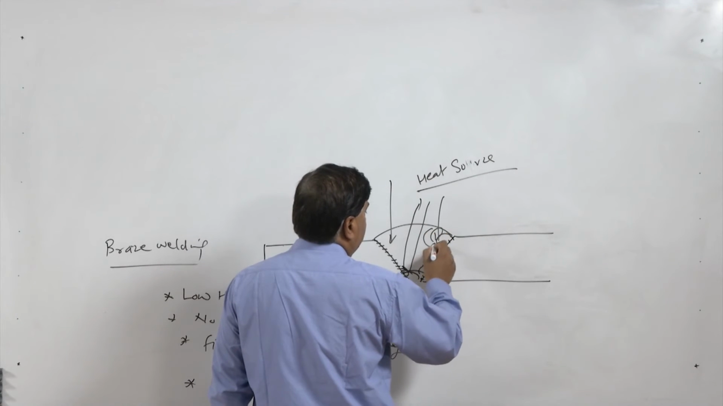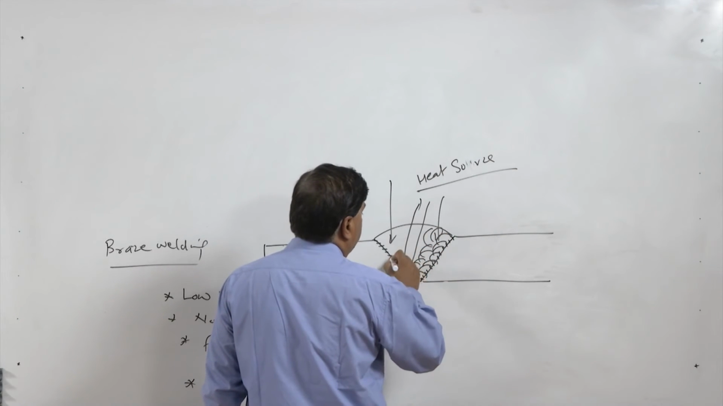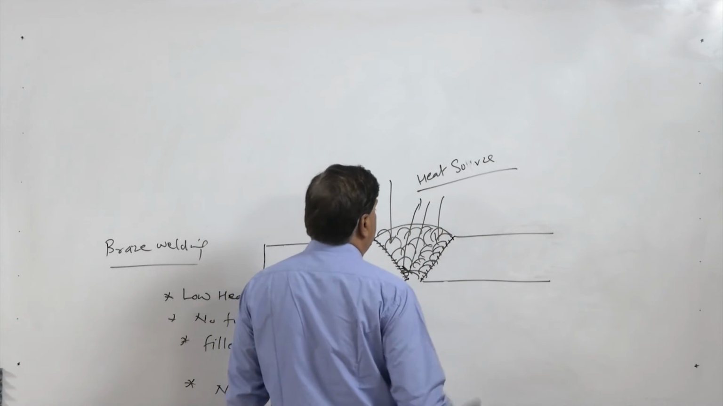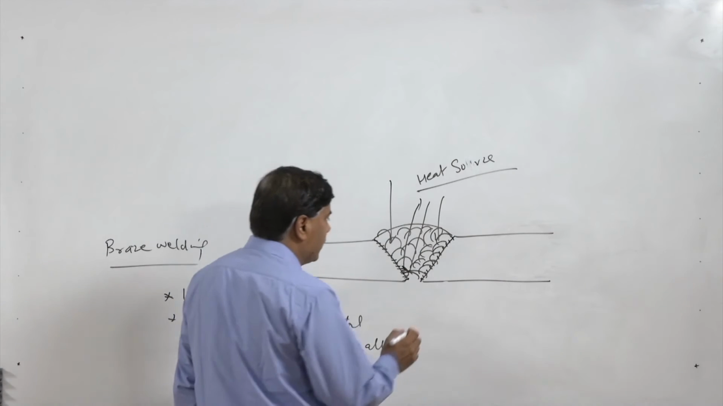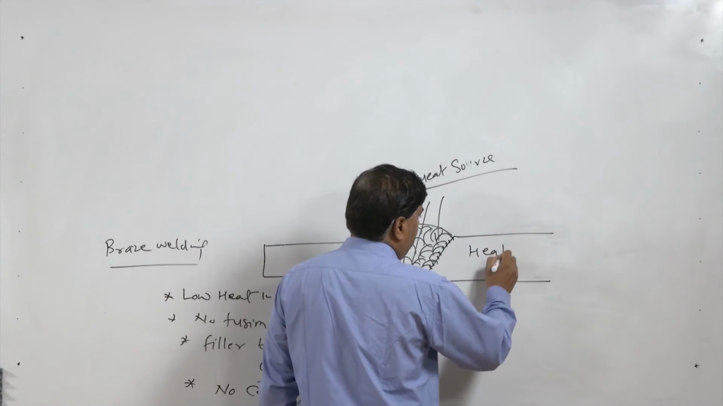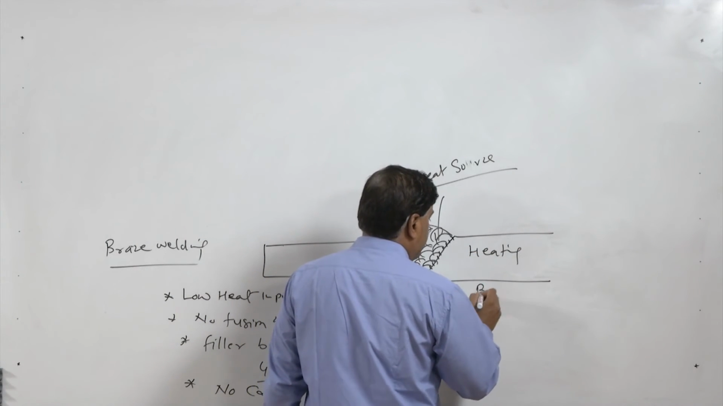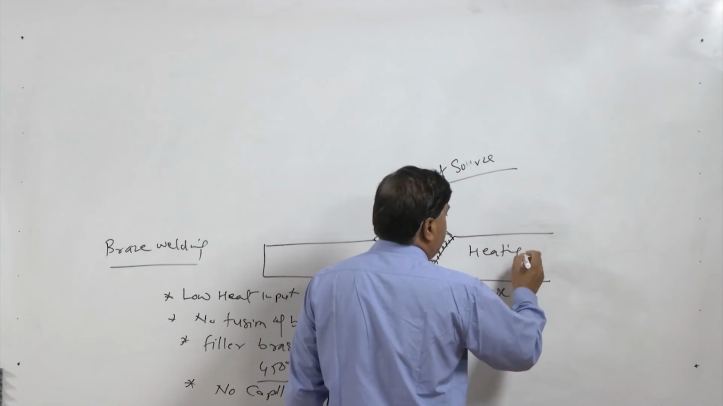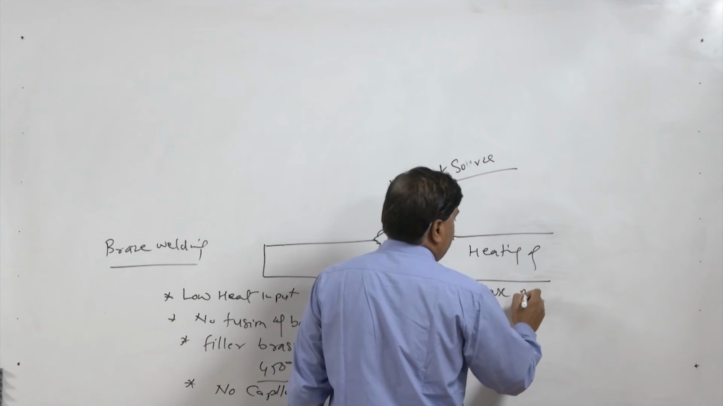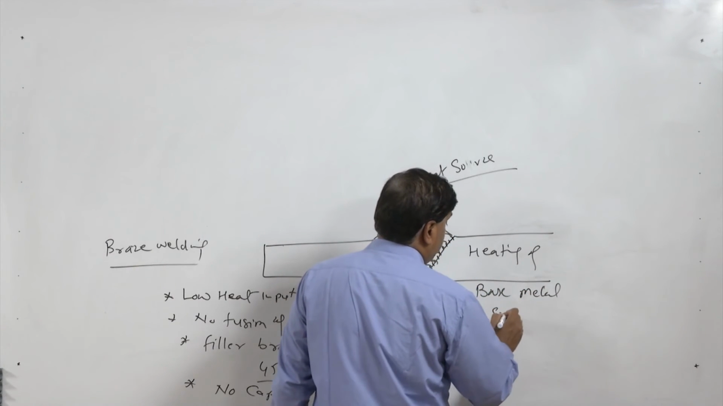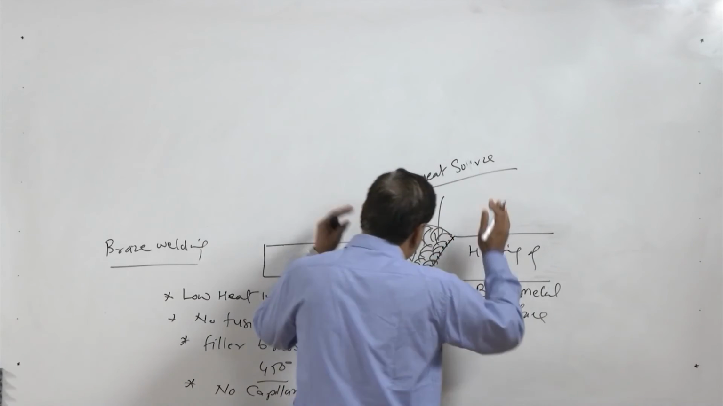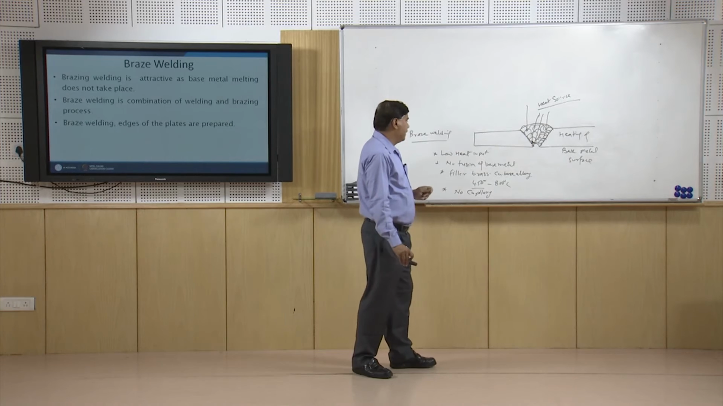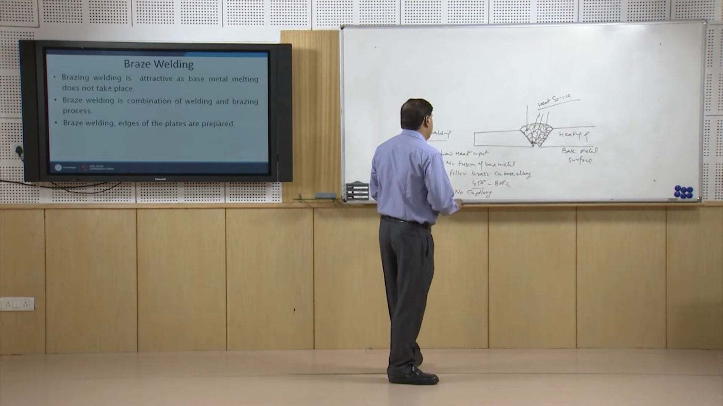So, basically the gap is filled not by capillary action but by melting of the filler, which is applied after, of course, heating of the base metal surfaces. Once it reaches a sufficiently high temperature, the filler rods are applied over the fin surfaces. So, the filler rods melt and they fill up the gap.